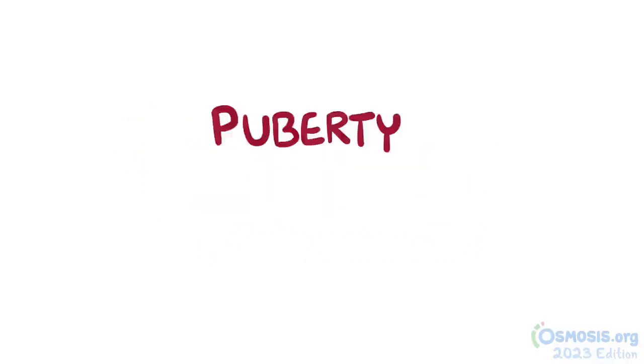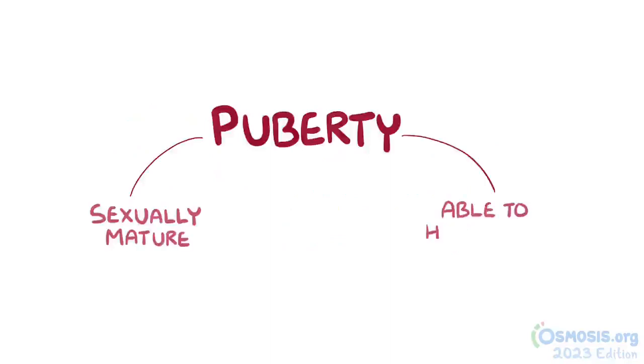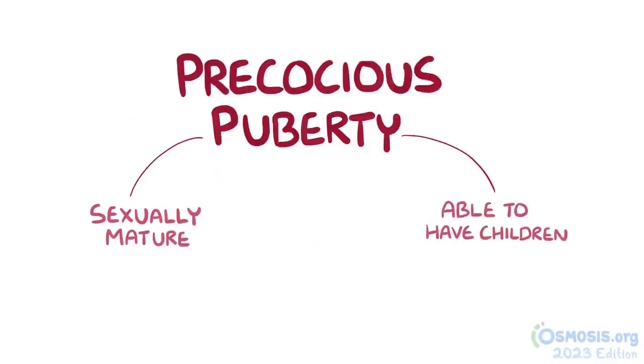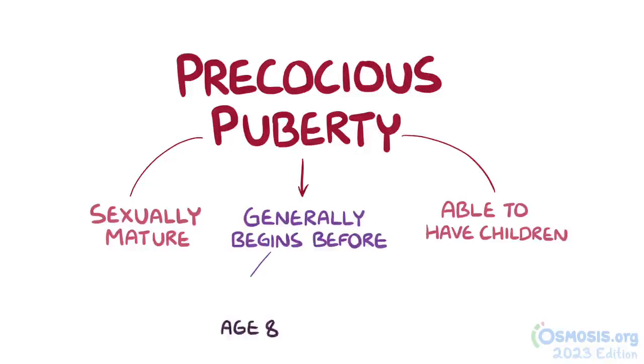Puberty is the time in an individual's life when they physically become sexually mature and able to have children. Precocious refers to puberty occurring at an earlier age than the average age among an individual's peers. Generally, puberty is considered precocious if it begins before the age of 8 in females and the age of 9 in males.